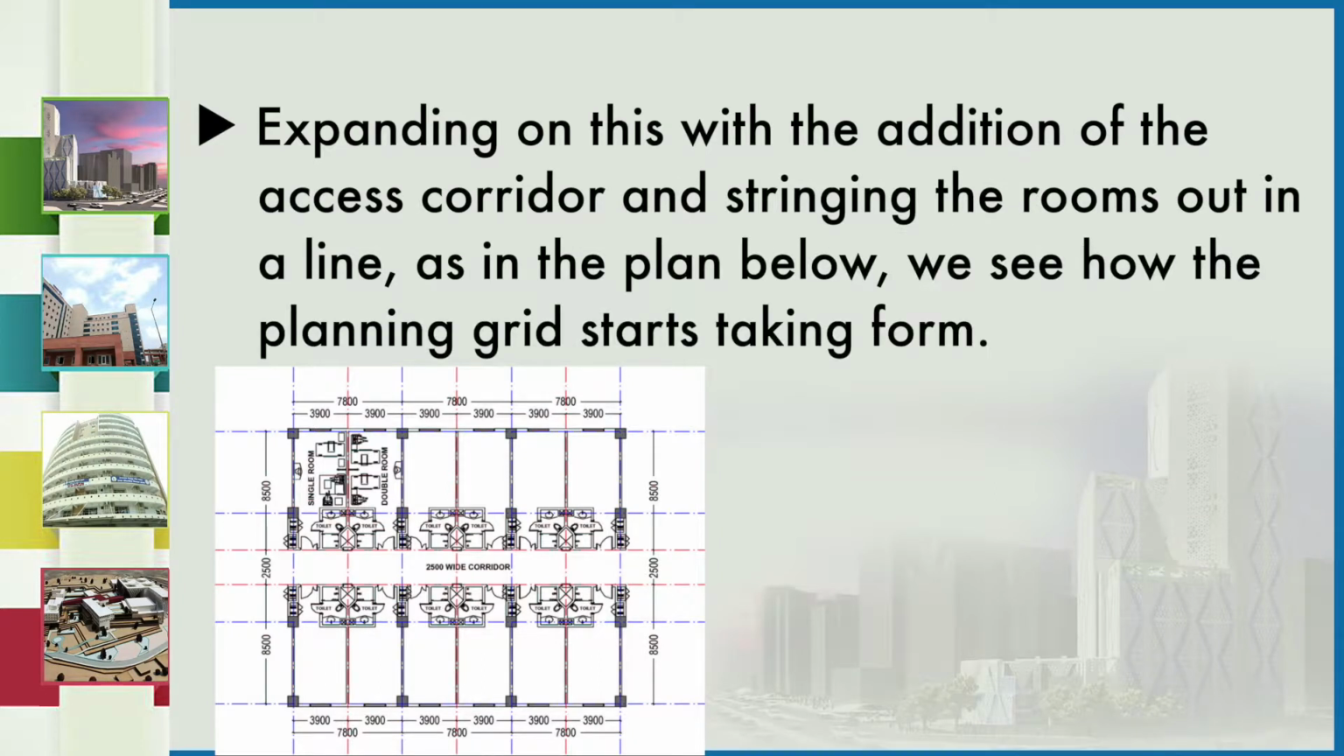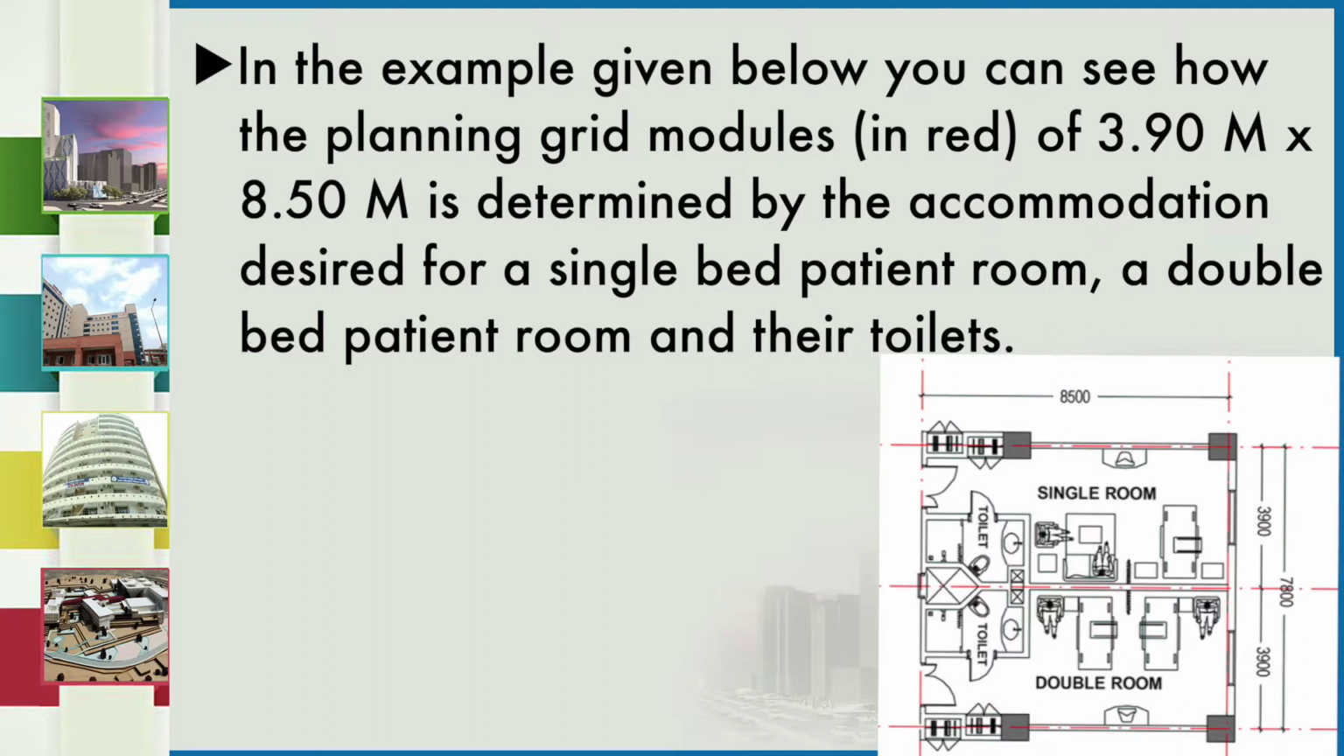Expanding on this, with the addition of access corridors, stringing rooms out in a line as in the plan below, we see how the planning grid starts taking form. In the example given below, you can see how the planning grid modules in red of 3.9 meters into 8.5 meters is determined by the accommodation desired for a single bed patient room, a double bed patient room and their toilets.